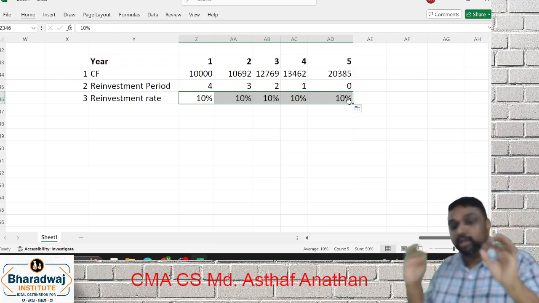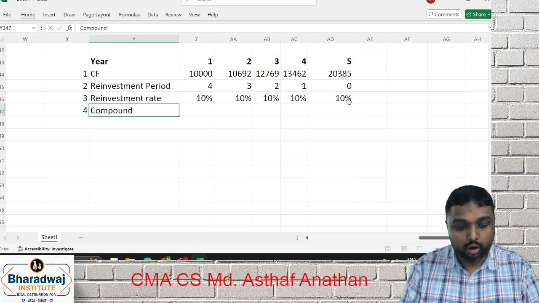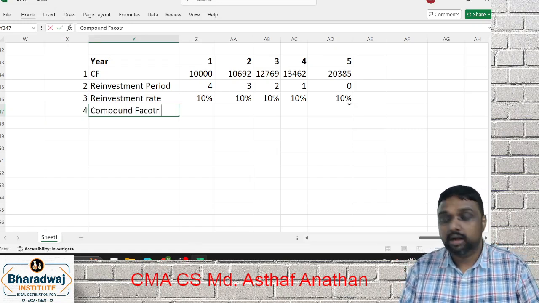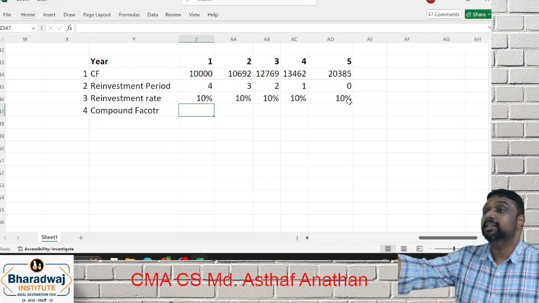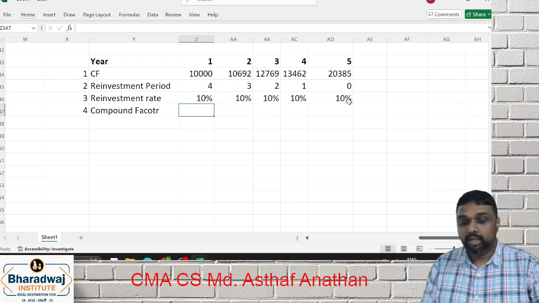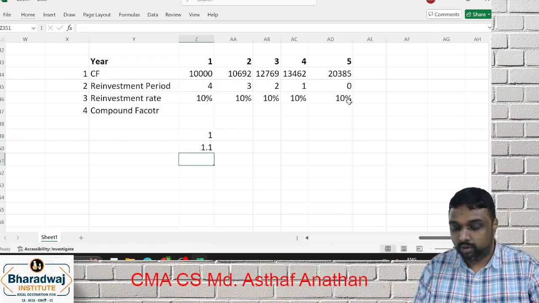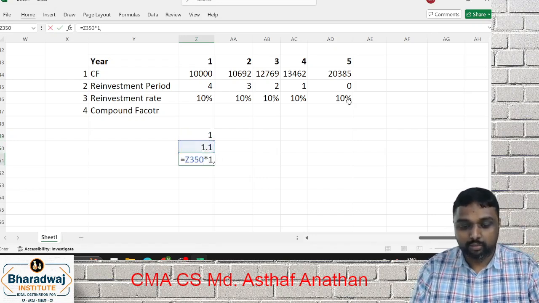Now you are good in maths, I know, but I don't want to take any risk. I will take the compound factor at 10%. If you invest for 4 years, what is the compounding rate? In your calculator you can take it. Now 1 rupee, after 1 year, 1.1. Again after 1 year, it will be 1.21.